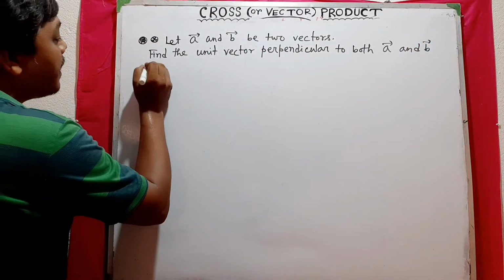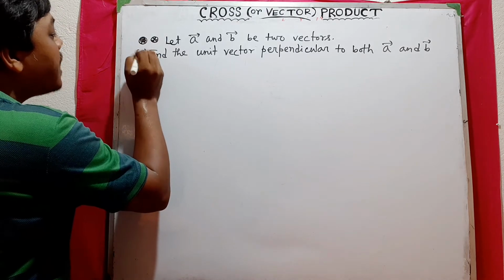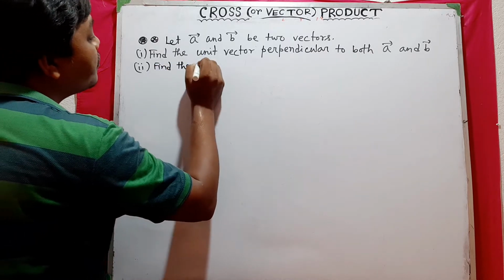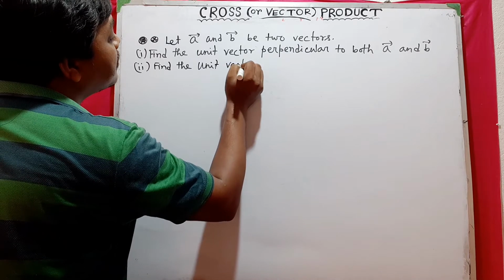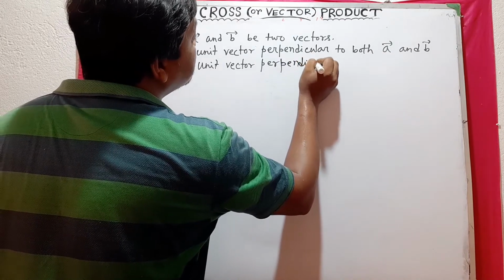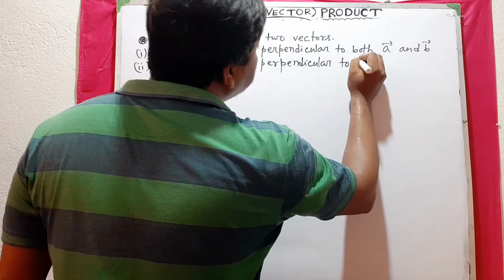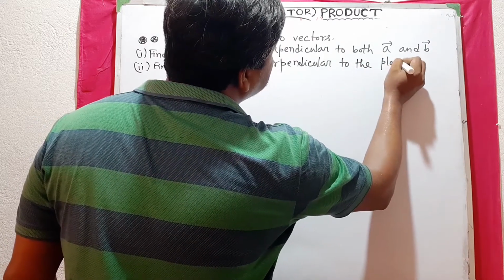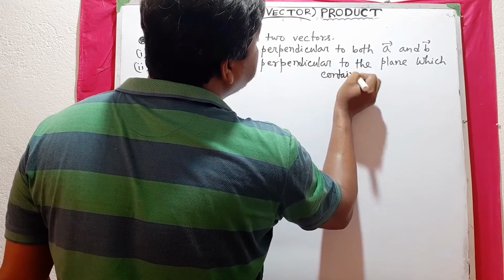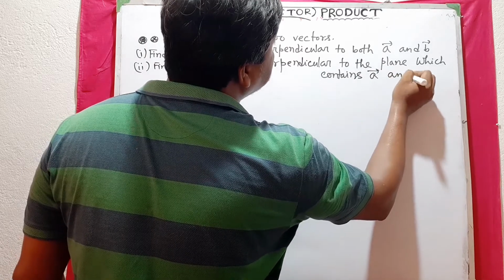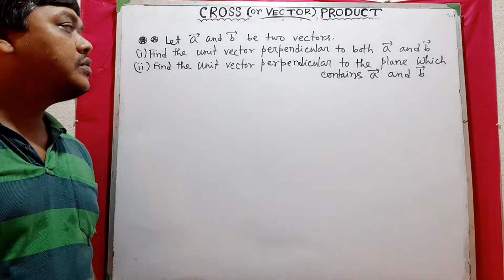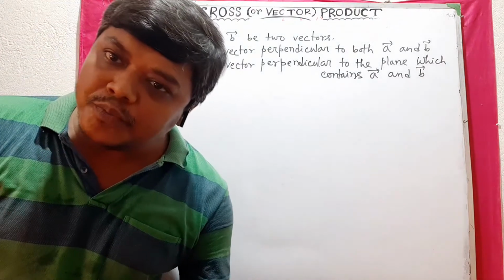অথবা ল্যাঙ্গুয়েজটা বা একই কোশ্চেনগুলো হচ্ছে, ফাইন্ড কোশ্চেন নাম্বার 1 আর কোশ্চেন নাম্বার 2 সেম কোশ্চেন, ফাইন্ড দ্য ইউনিট ভেক্টর perpendicular to both to the plane which contains A and B. কোশ্চেনটা যদি এটা হয়, find the unit vector. তো আমরা কি বলেছি, A cross B is perpendicular to both A and B.